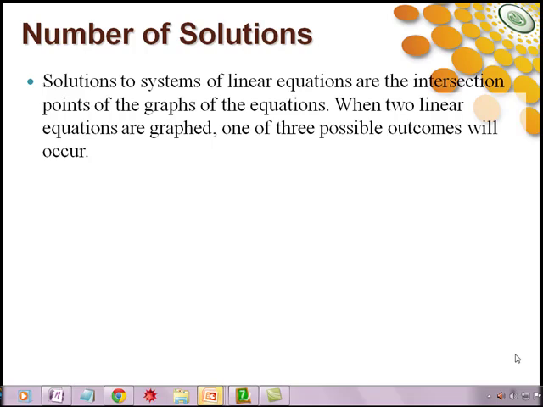The solution of a system of linear equations is the intersection point of the graphs of the equations. That means the common point for both graphs. So when two linear equations are graphed, one of three possible outcomes will occur. We're going to look at the three possible outcomes and the three types of systems.